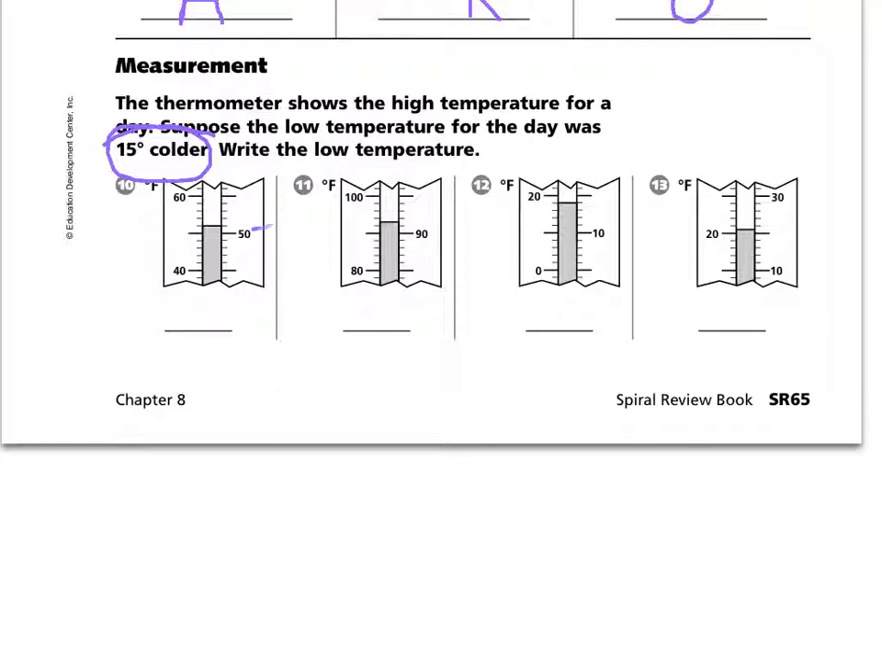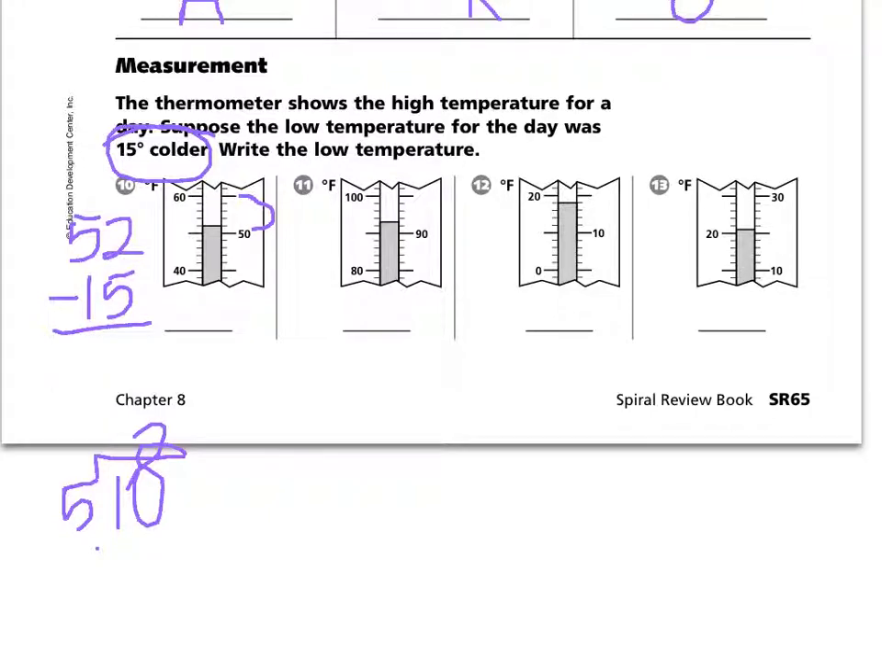So first off, I need to find the difference between 50 and 60 so I know how much each tally mark is. So I can see that there's 10 degrees between 50 and 60, and it looks like 50 and 60 are separated into 5 different parts. 10 divided by 5 is 2, so each tally mark represents 2. So 50 plus 2 is 52. Now it's colder, so I need to subtract 15 degrees from 52. For my final answer, I have 37 degrees for the low temperature.